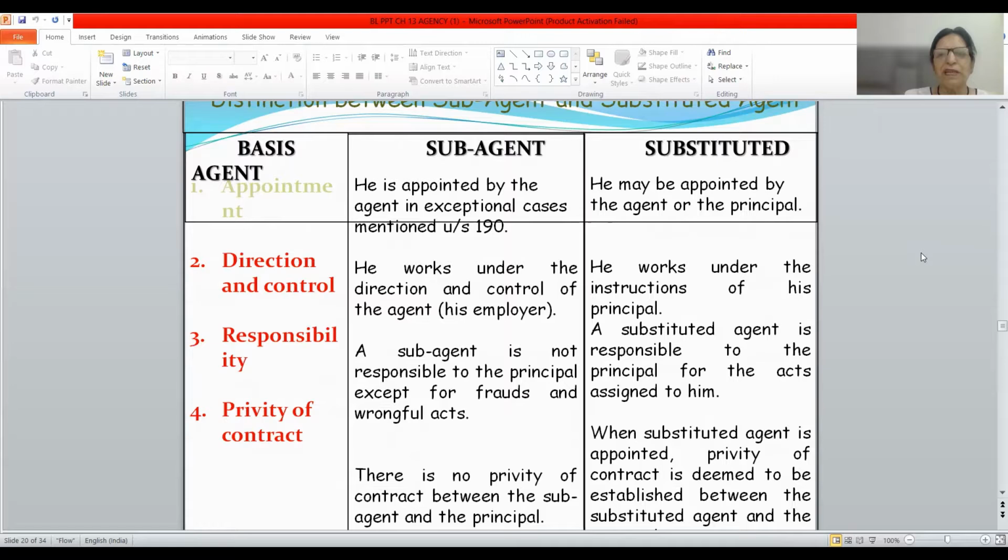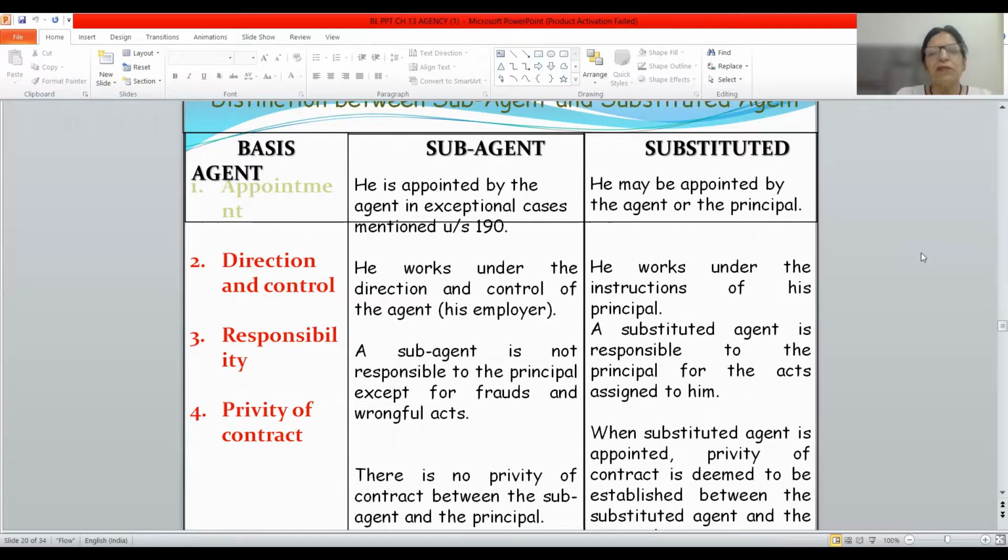Even if he is appointed by the agent, he is appointed under the direction of the principal. So he is always appointed by the principal's direction and control. Who works under whose direction and control? When we talk about a sub-agent, he always works under the direction and control of the agent, because the original agent is the employer, and a substituted agent always works under the instructions of the principal.